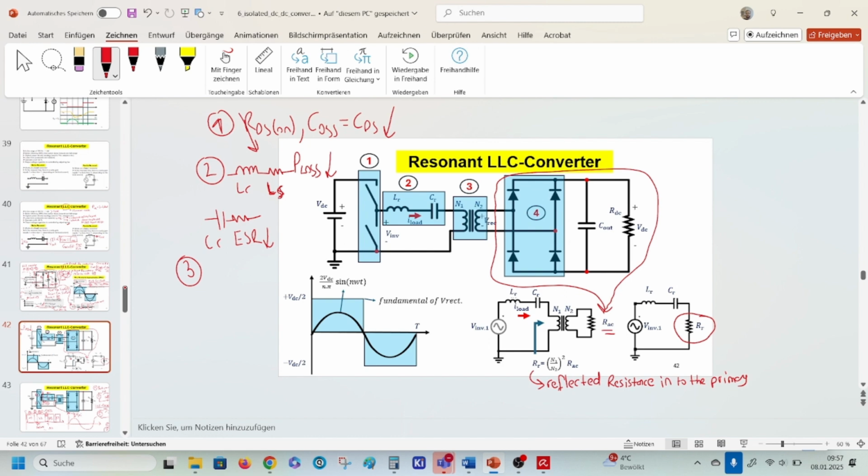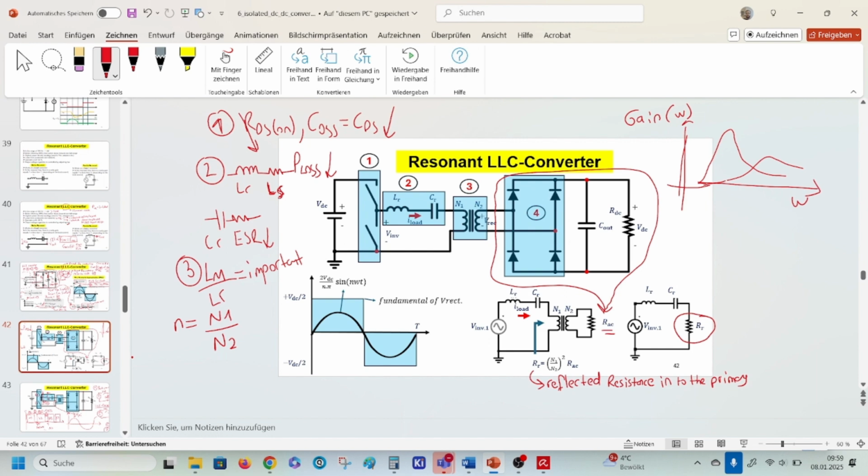And of course, the turns ratio. It should not be very high. It should be also very low. For example, from 3 to 1 to 5 to 1. Turns ratio should be between 2 and 5, like this.